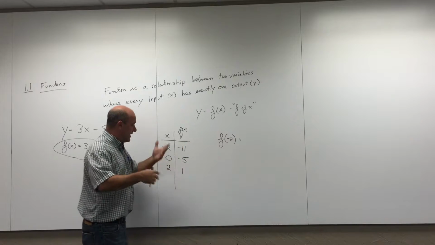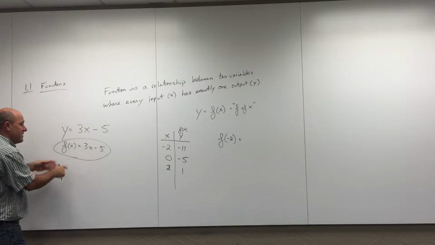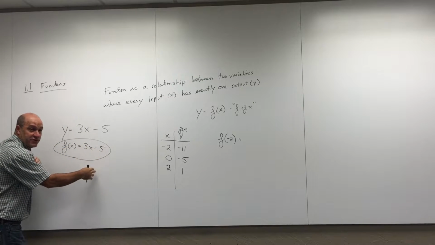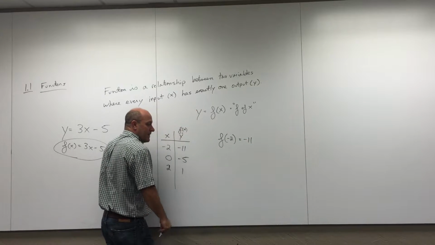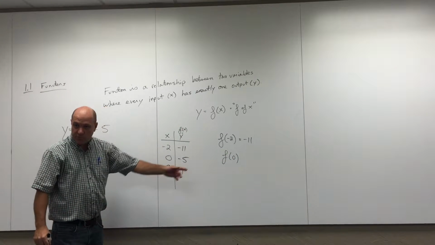And we all know what that is. It's there in the chart. I could plug it in if I wanted to. Plugging in a negative 2 for x, and see what you get. And the answer is negative 11. I could plug in f of 0, plugging in a 0 for x written like that.